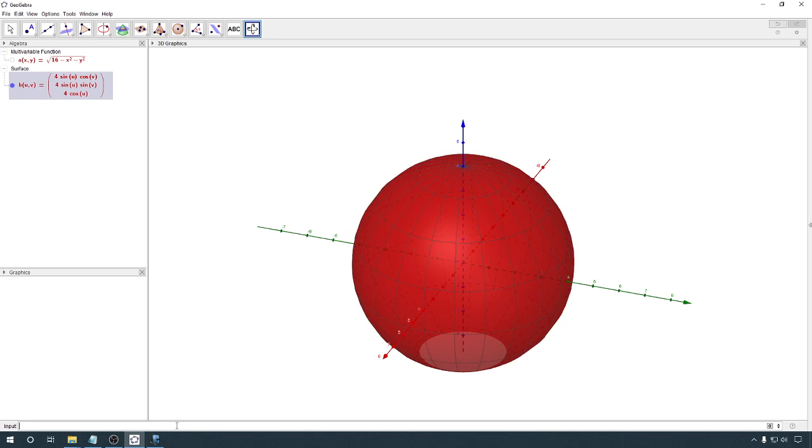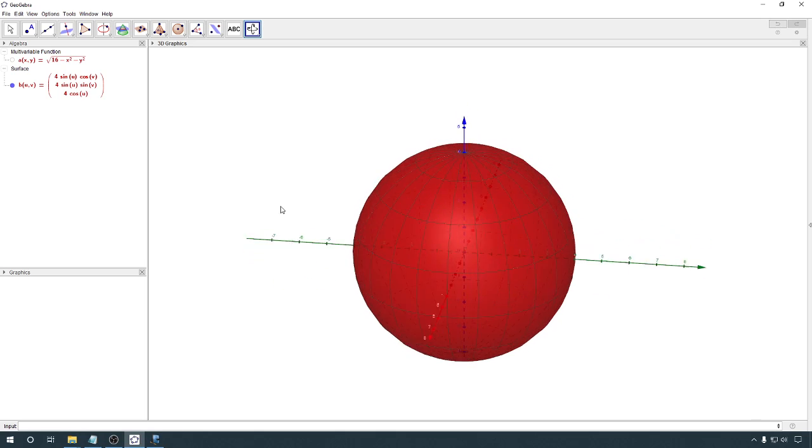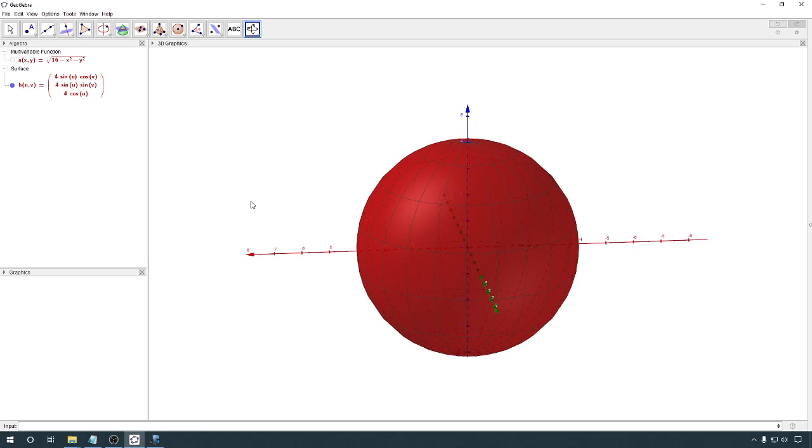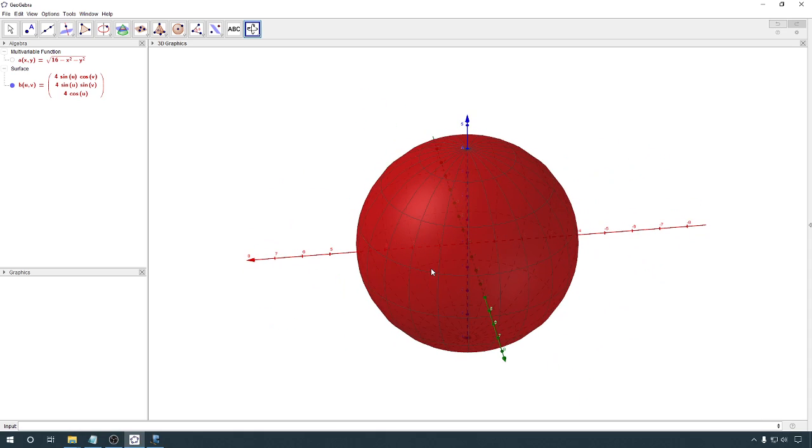If I plot that, now I have the entire sphere. Or, I guess not the entire sphere, because part of it got cut off at the bottom. There we go. We have our entire sphere. And there's absolutely no issue. If I move this around, there's not going to be any tearing. It's actually fairly well behaved.